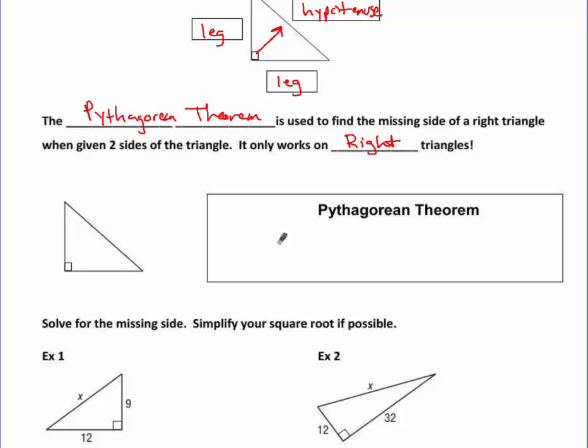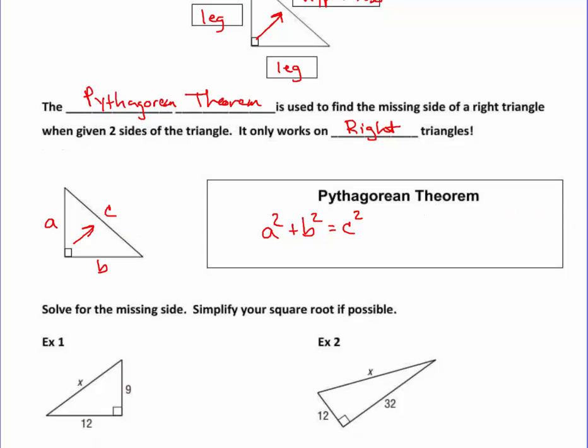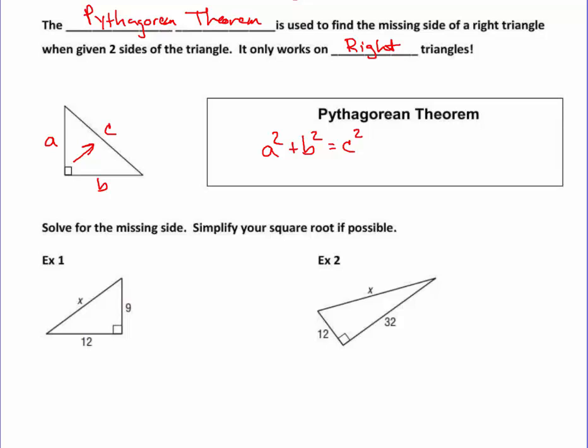And you remember the Pythagorean theorem as a squared plus b squared equals c squared. And that's when you're looking at a right triangle, the two legs are a and b. It doesn't matter which one is which. All that matters is that the side opposite the right angle is the c. That's the hypotenuse. So we're just going to get right into making sure we can do this thing.